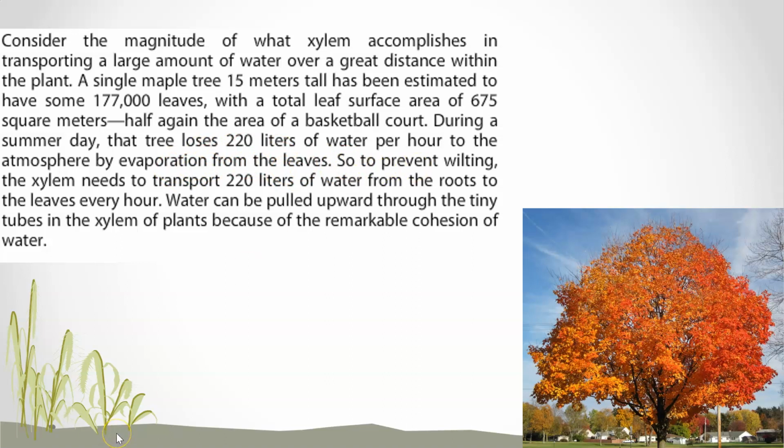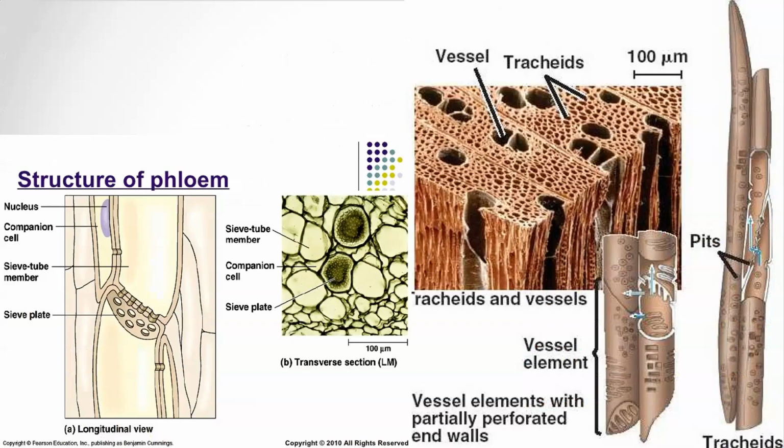So to prevent wilting, the xylem needs to transport 220 liters of water from the roots to the leaves every hour. That's a crazy amount of water. Here are some cool pictures. This is underneath a scanning electron microscope. You can see the vessels. Here are the tracheids, for water movement. Here's the structure of the phloem. There's a sieve plate and sieve tube element again.